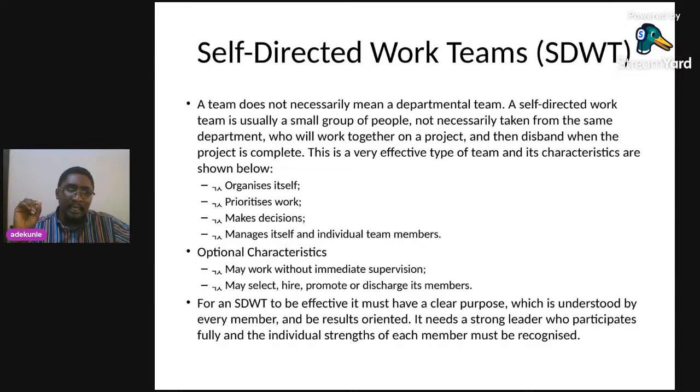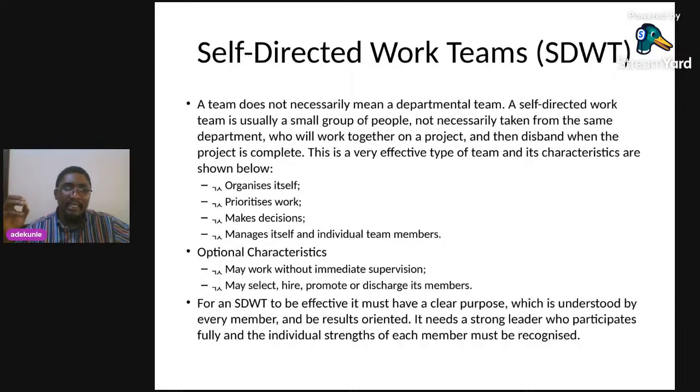A self-directed work team will show a characteristic of organizing itself. It prioritizes work and makes good decisions. Of course, the team will always want to manage itself. But one of the other optional characteristics is that the team may work without immediate supervision and may select, hire, promote, and discharge its members.